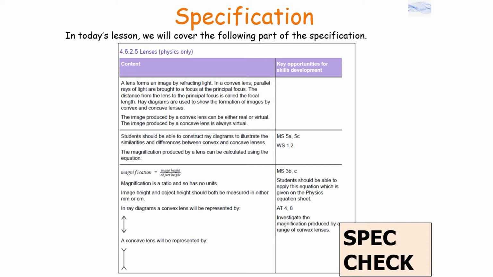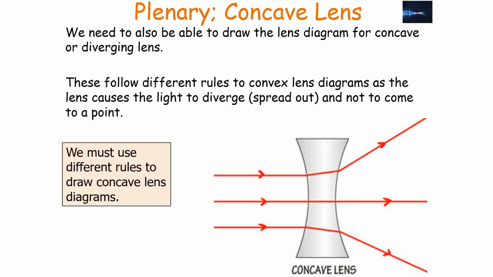Physics Separate Science Specification 4.6.2.5 lenses, which is separate science only content. So in the previous lesson we looked at drawing lens diagrams for convex lenses. We've got to be able to also draw a lens diagram for concave or diverging lenses.